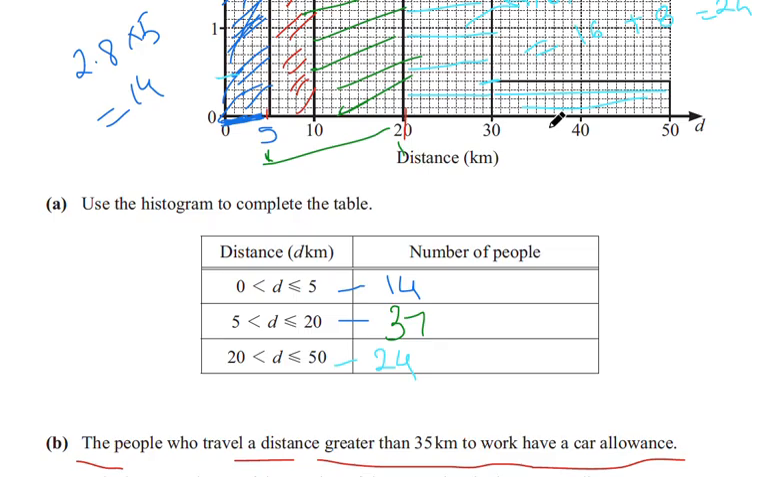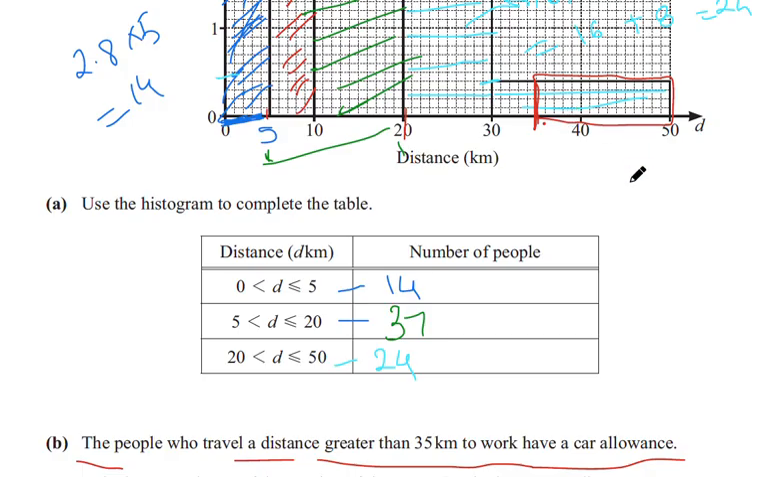So if you observe this graph carefully, this is 31, 32, 33, 34, 35, this one. So greater than 35 means all of this. Whoever falls under this will be getting the car allowance. So how many people are there?